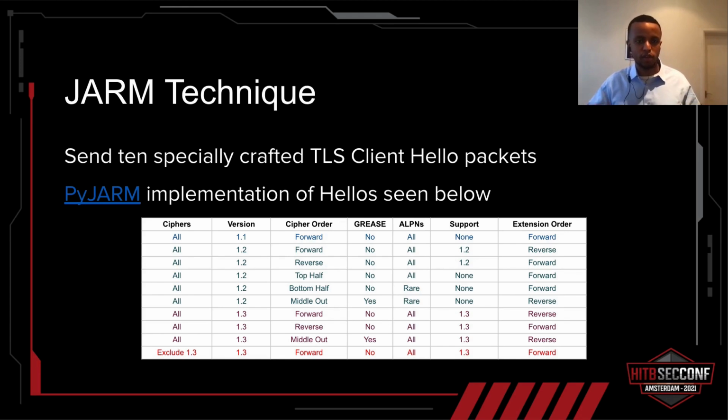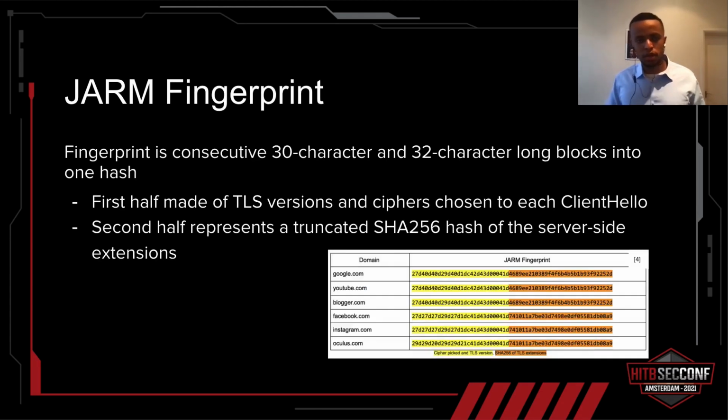the process it follows. And we can see the configuration selected for these 10 TLS Client Hello packets in the PyJARM implementation on the slide. So PyJARM is the Python implementation of JARM that was open sourced by Palo Alto Networks. And we can see the nature of these configurations for each of these Client Hello packets that get sent out.